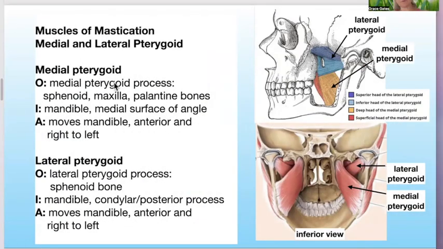The medial pterygoid originates on the medial pterygoid process and inserts on the medial surface of the mandible. It moves the mandible anteriorly and right to left.